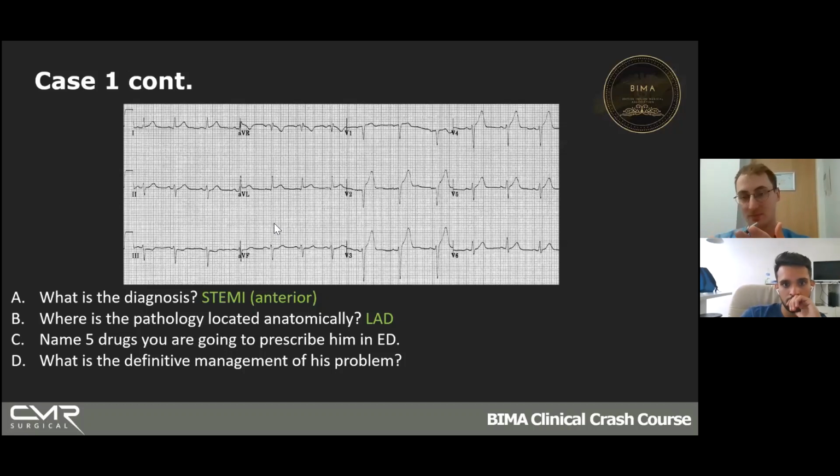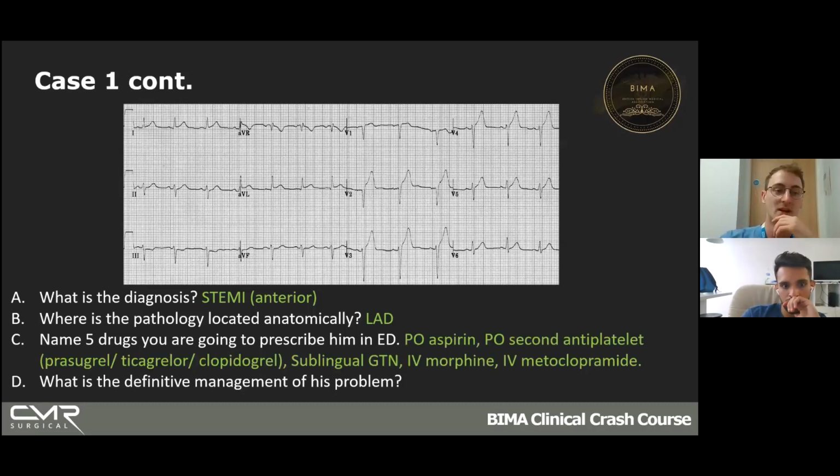So GTN, morphine, dual antiplatelets, and then someone has correctly said oxygen only if hypoxic. So this bloke isn't hypoxic, so he doesn't warrant any oxygen. Metoclopramide is used for the sickness. Number one, you get sick from the MI, and number two, morphine makes you sick. There's no point fixing their LAD if he still feels like rubbish and he's still in loads of pain. He's not going to thank you, basically.